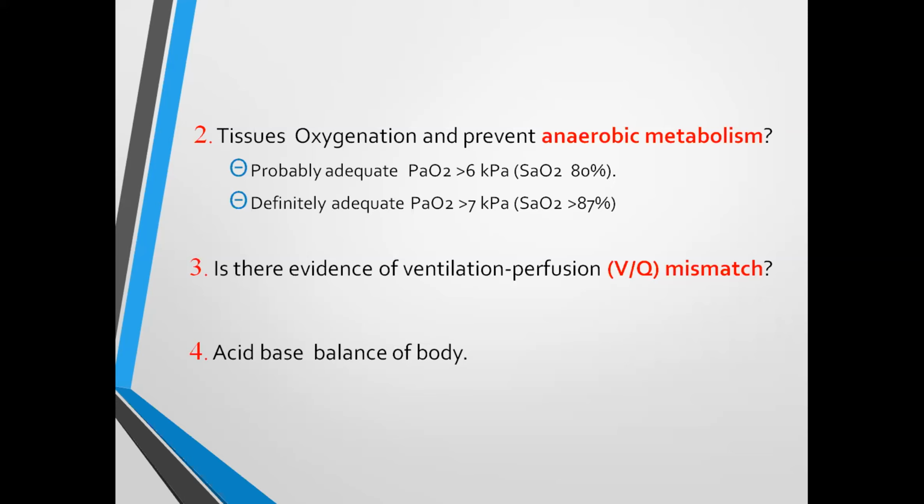In case the saturation falls to 80, under these conditions anaerobic metabolism starts in the patient. Another important point, the third, is VQ mismatch. ABGs give us full detail about whether there is any evidence of ventilation perfusion mismatch or not. In this patient there is no problem with ventilation perfusion.